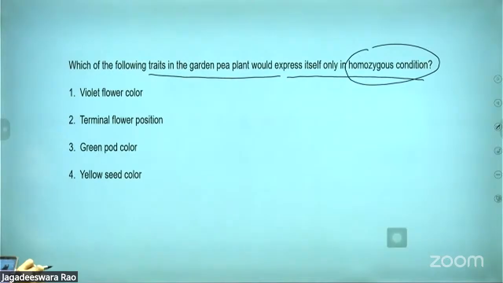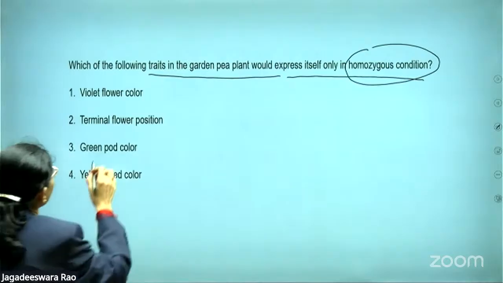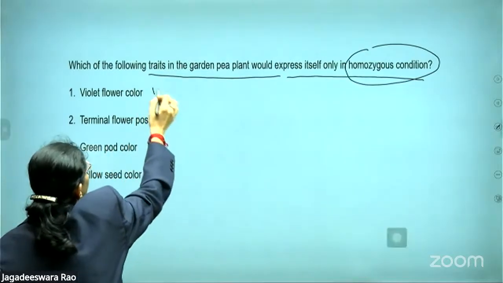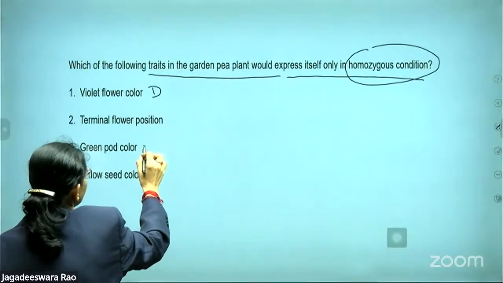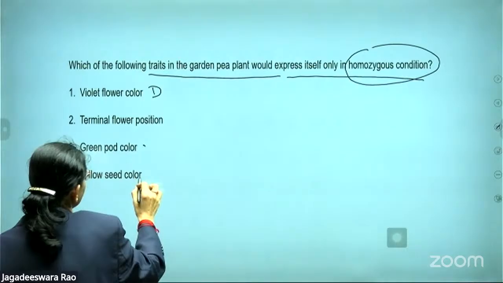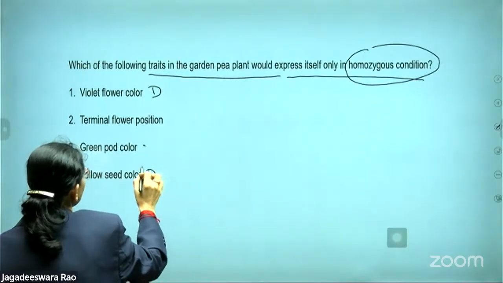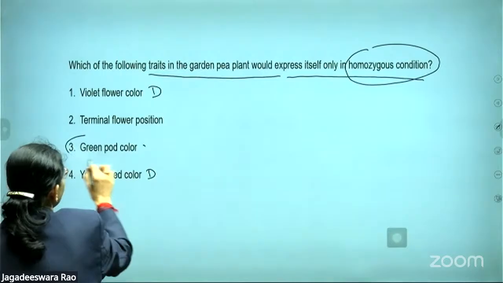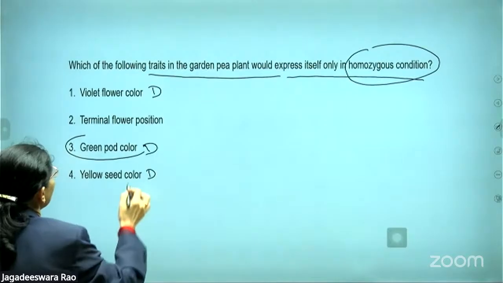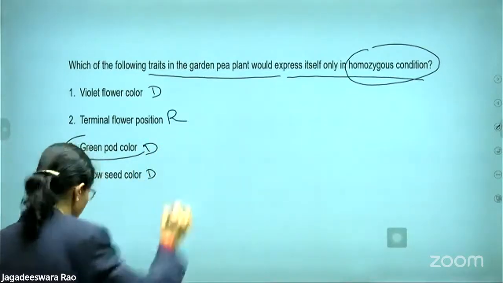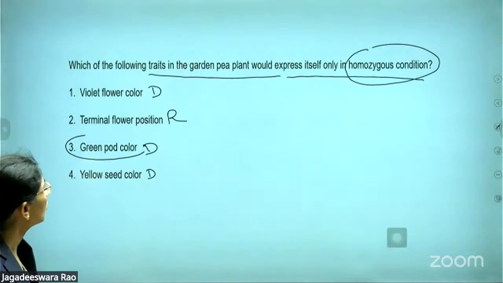You know there are 7 pairs of characters selected by Mendel for his study, 7 dominant and 7 recessive, contrasting traits, right? So violet flower is dominant, and green pod color. Yellow seed color is dominant. Green pod color, again this is dominant. Then terminal flower position, this is recessive. Are you getting my point? So what should be your answer?